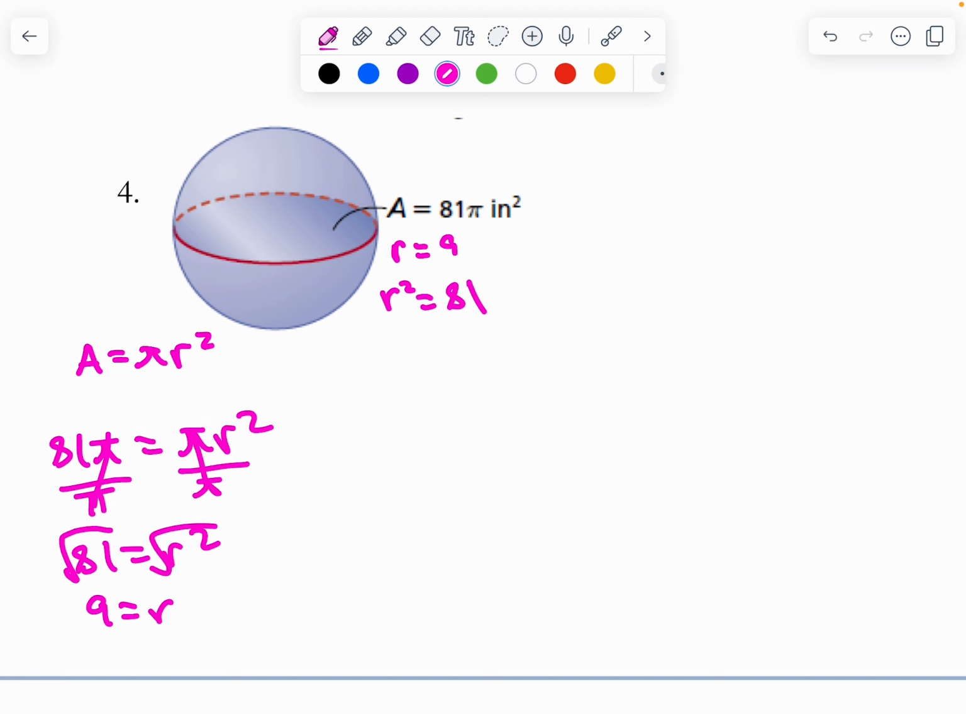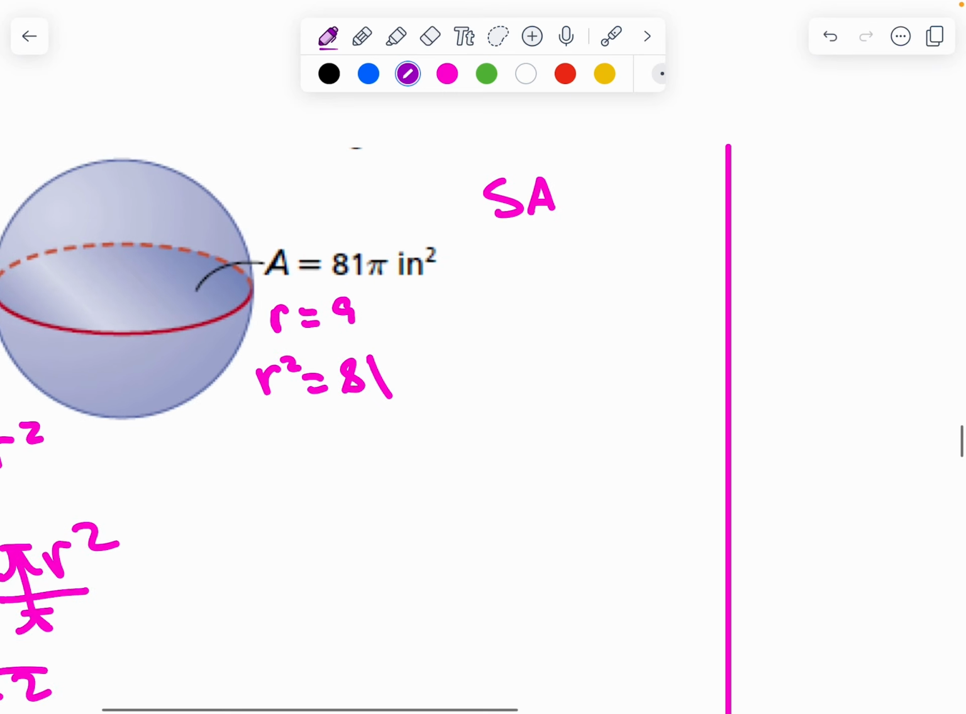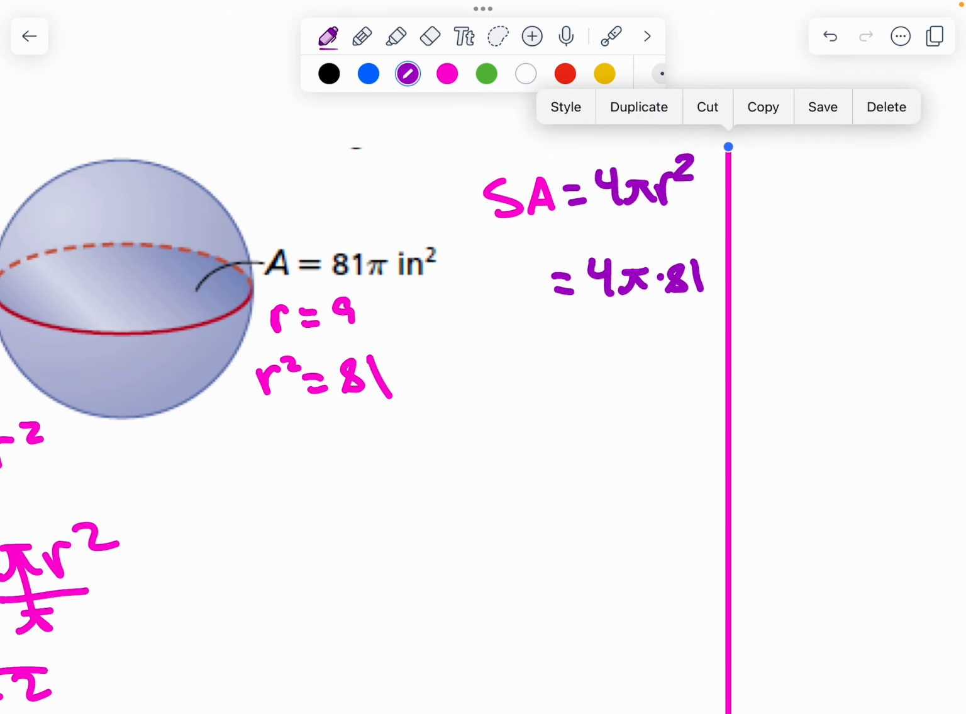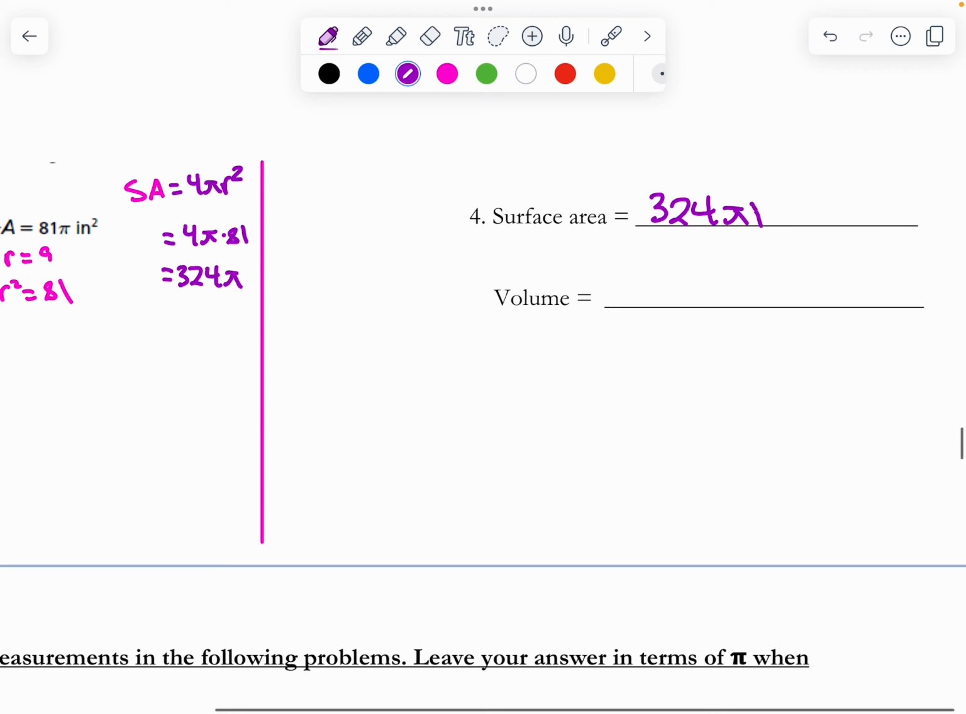All right, so let's find our surface area. First things first, let's find surface area, and let's see if I can fit everything on the left side and the right side of this line. Surface area is going to be 4 pi r squared. Okay, so surface area is equal to 4 pi. I know r squared is 81, so it's 4 pi times 81, which means that when I put this in my calculator, I get 324 pi. Find my surface area right away. Surface area is 324 pi inches squared.